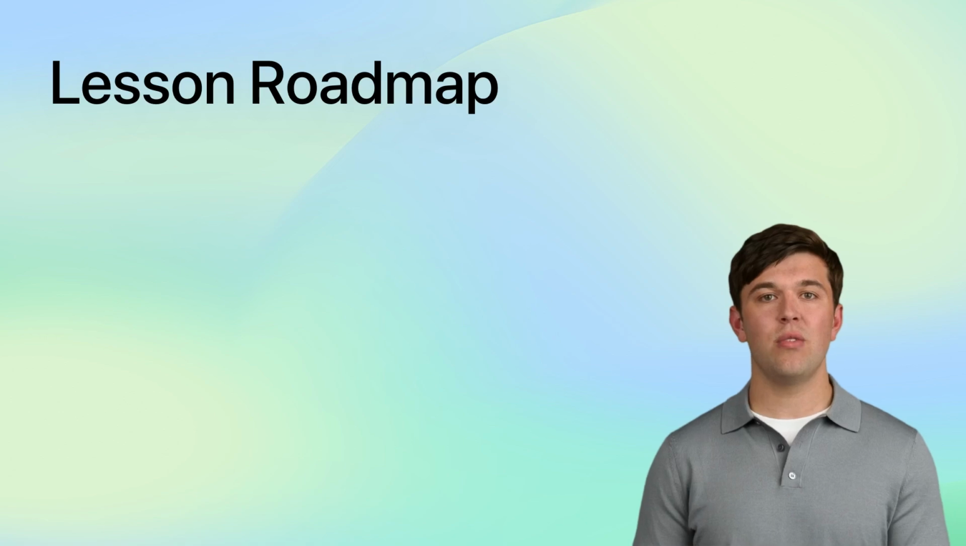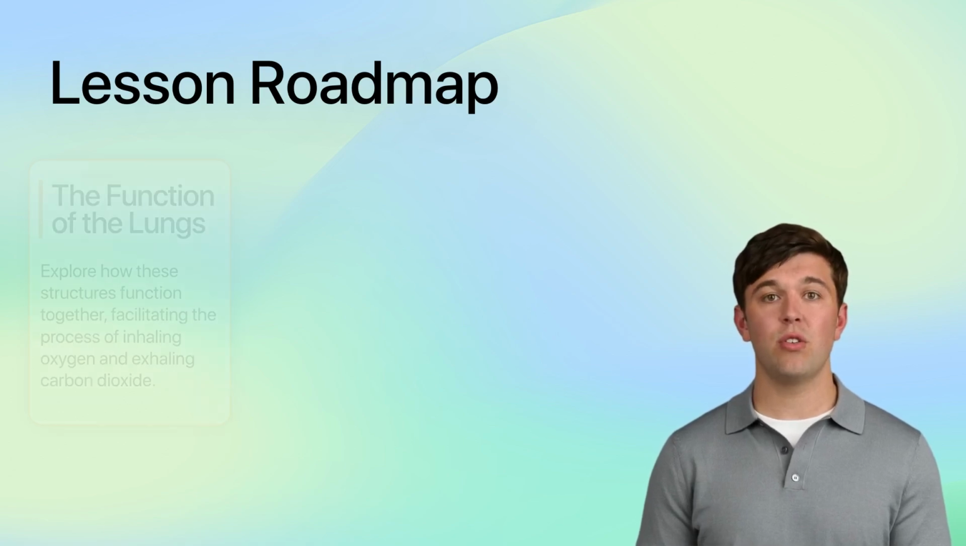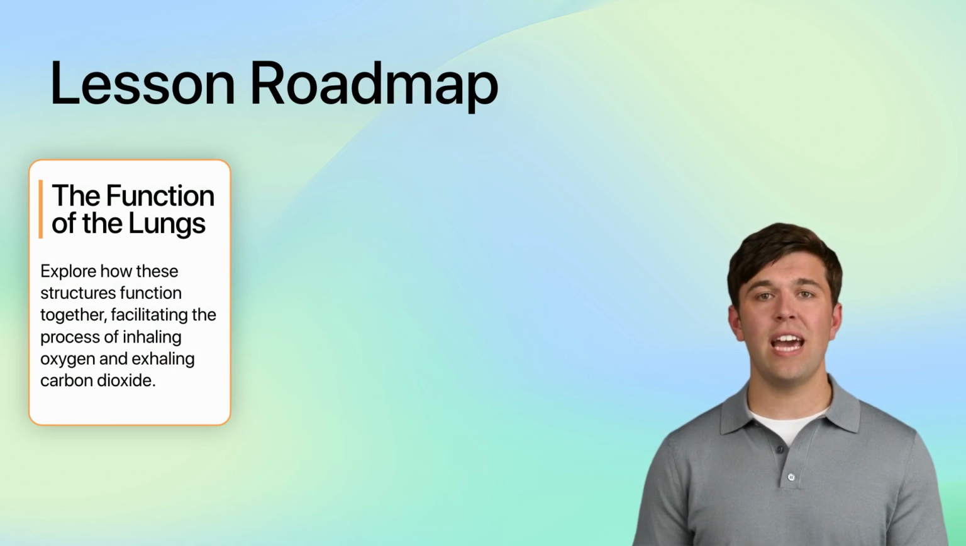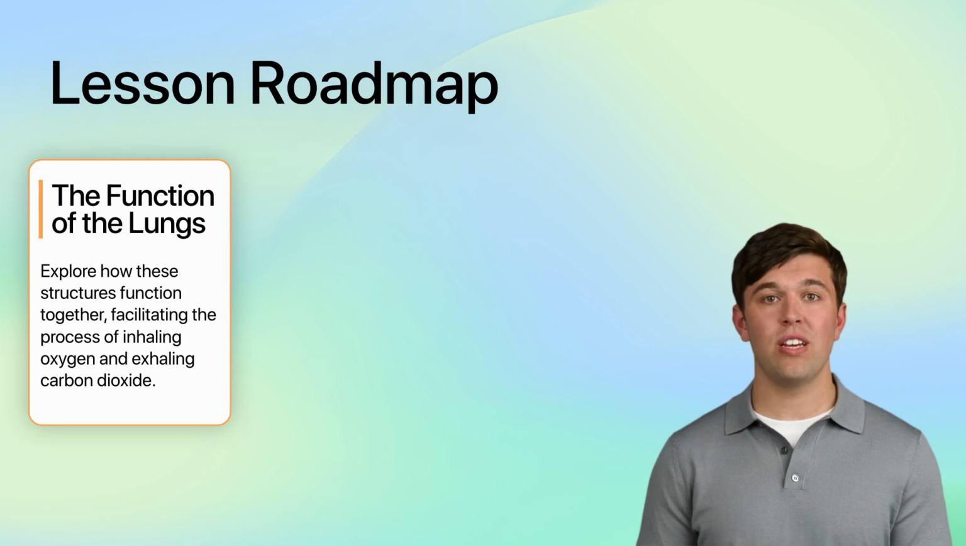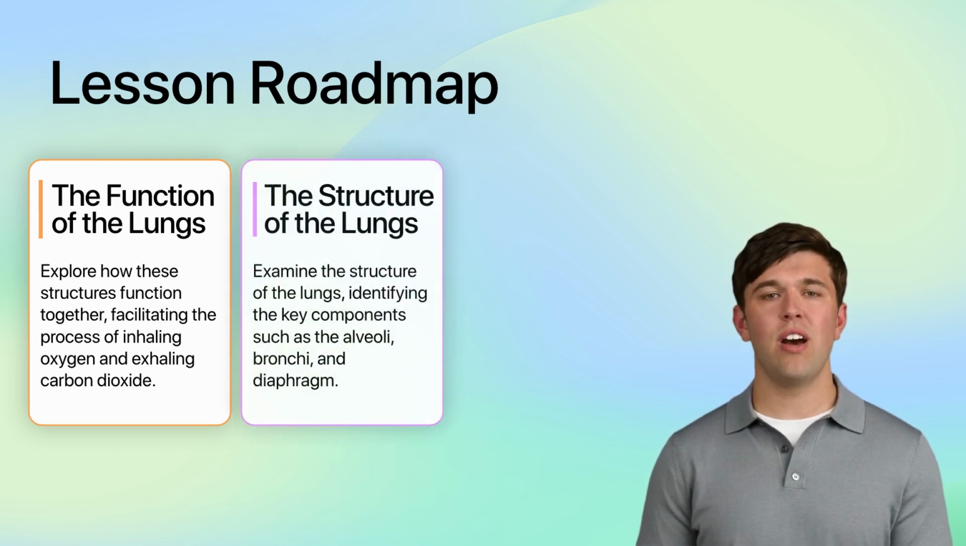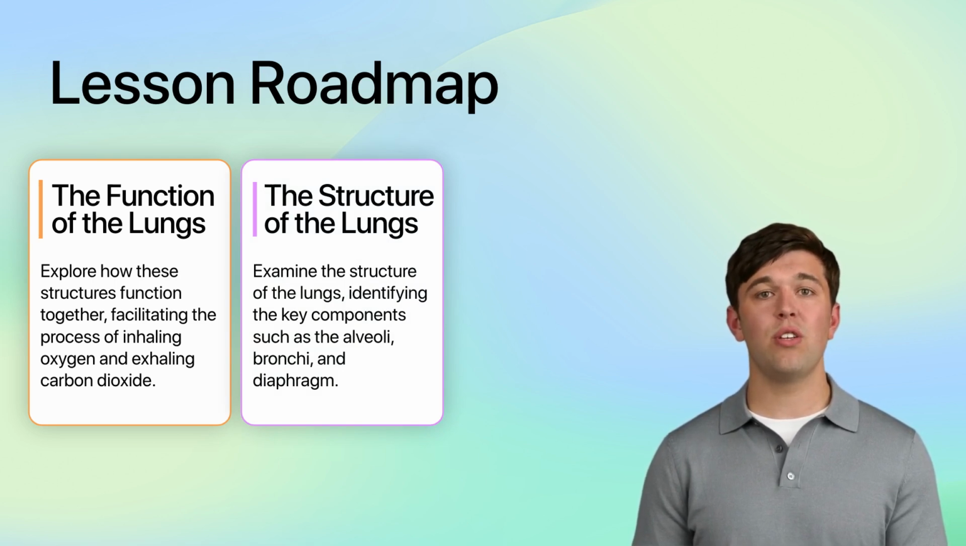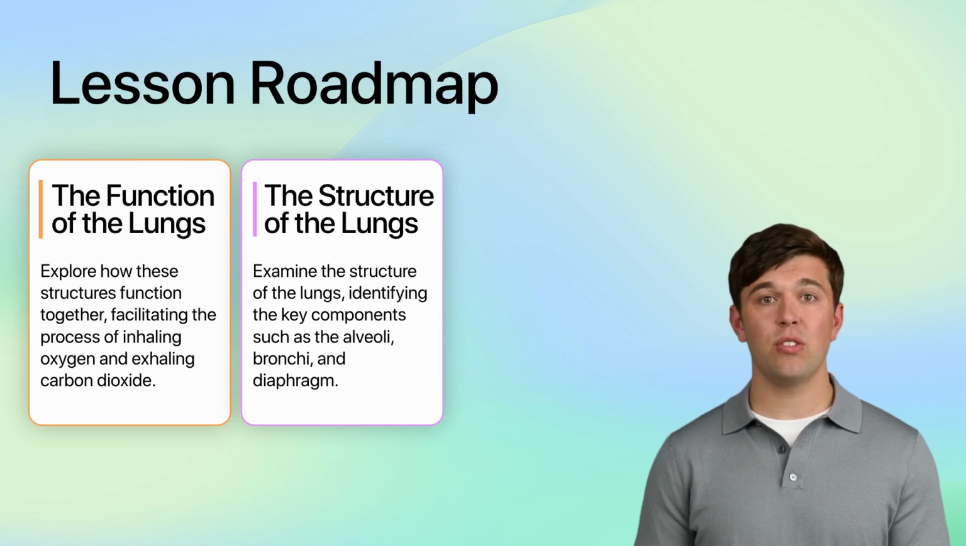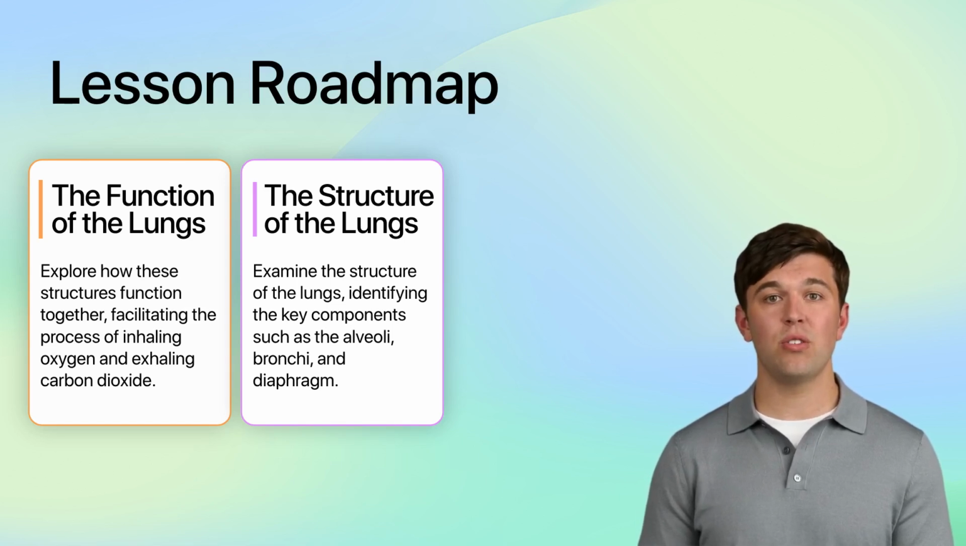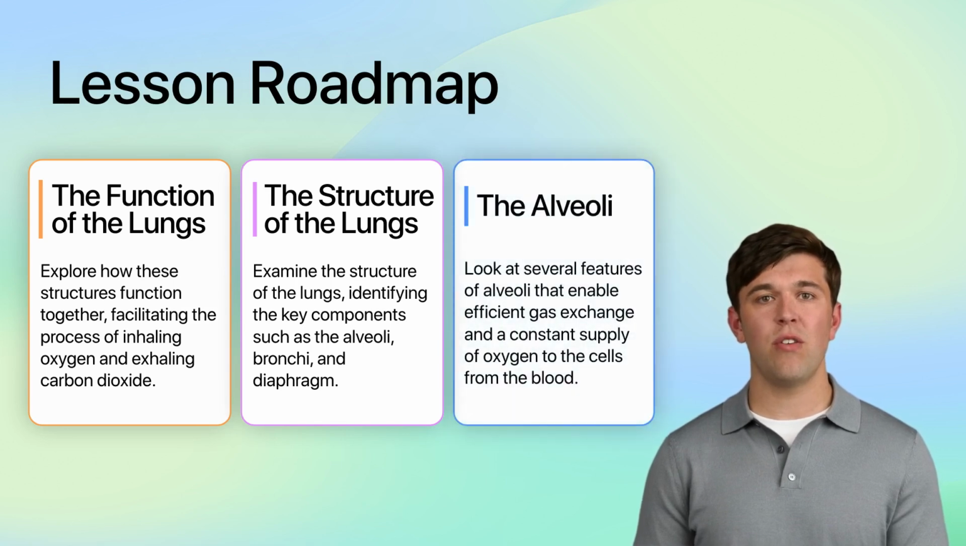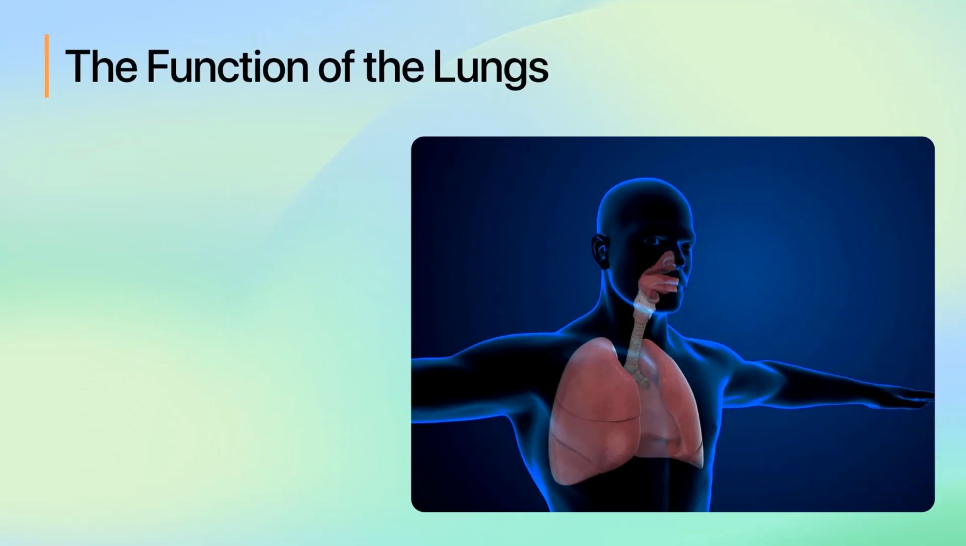In our lesson today, we will first examine how the lung's structures function together, facilitating the process of inhaling oxygen and exhaling carbon dioxide. We will then identify the key components of the lungs, such as the alveoli, bronchi, and diaphragm. We will then cover several features of alveoli that enable efficient gas exchange and a constant supply of oxygen to the cells from the blood. To understand why we need lungs and how they work, let's break down their structure and function step by step.